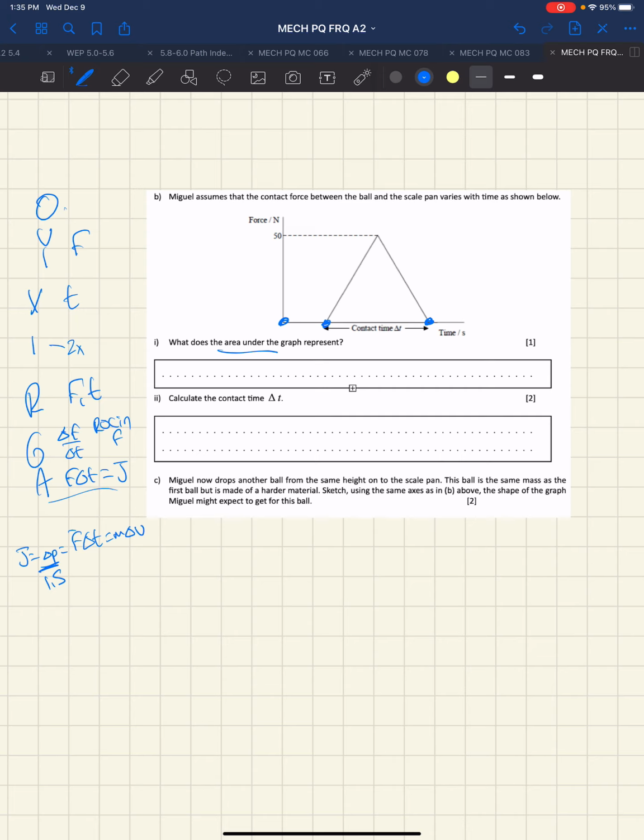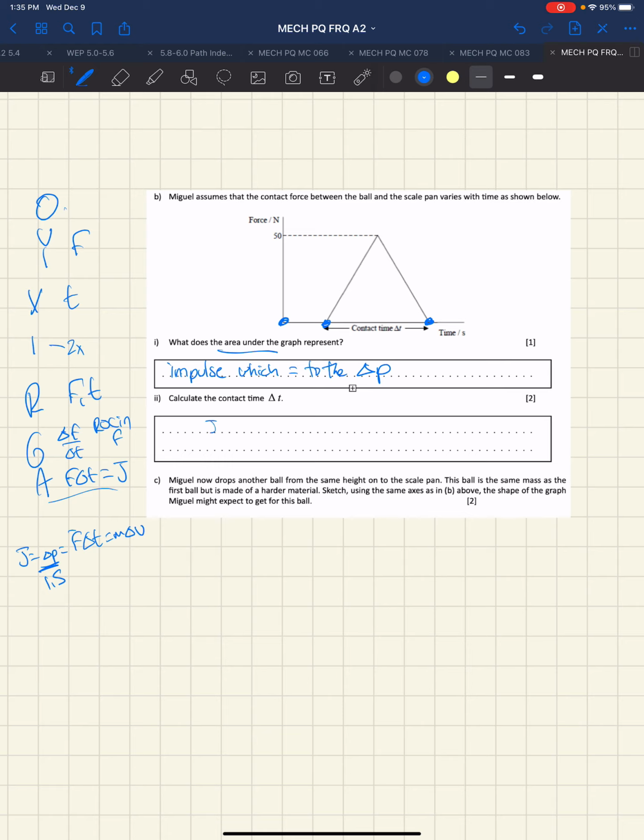The area represents the impulse, which is equal to the change in momentum. And now we're asked to find the contact time, delta t.